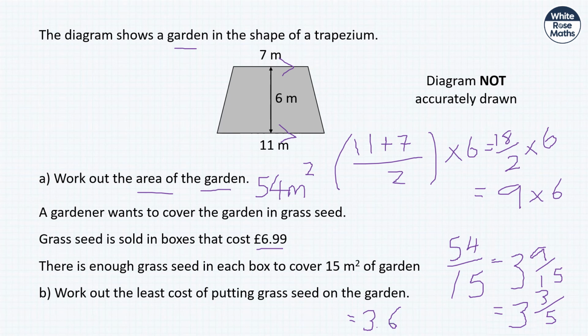So I will actually need 4 of those grass boxes because I cannot have 0.6 of a grass box. So it'll be 6.99 times 4. Now, a little trick here to make it a bit easier for you. If I do 7 times 4 and then take away 4 pence, 7 times 4 will be 28, take away 4 pence will be £27.96, guys, okay?